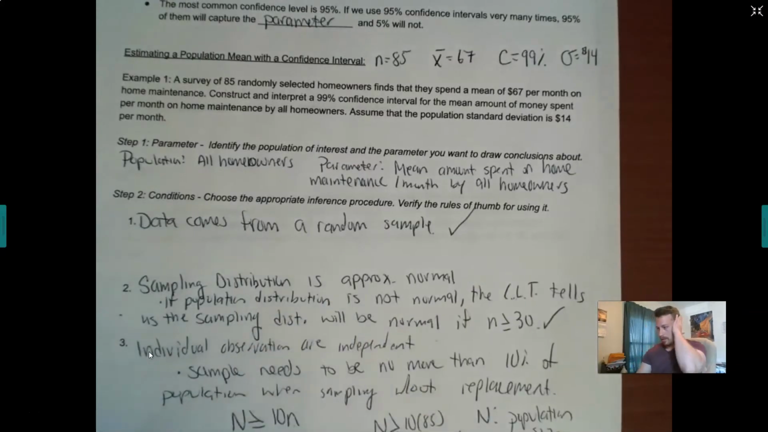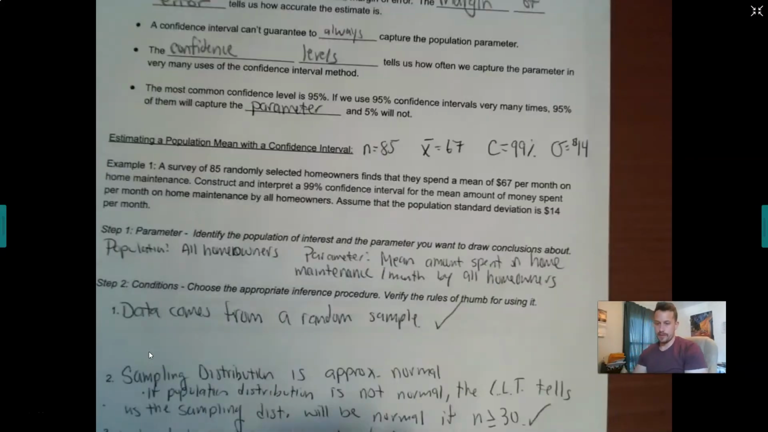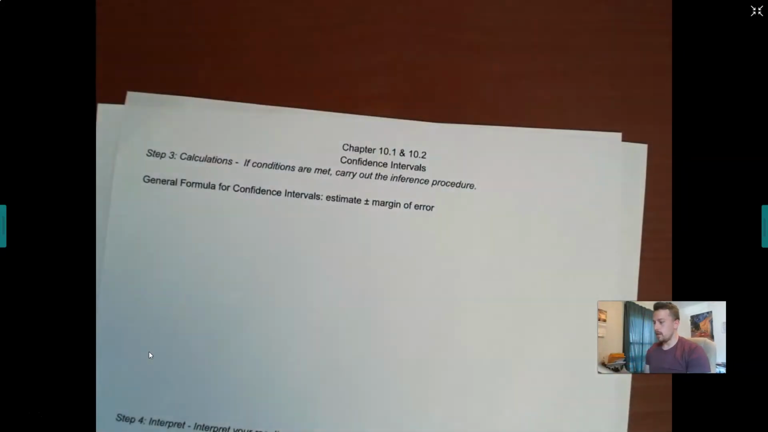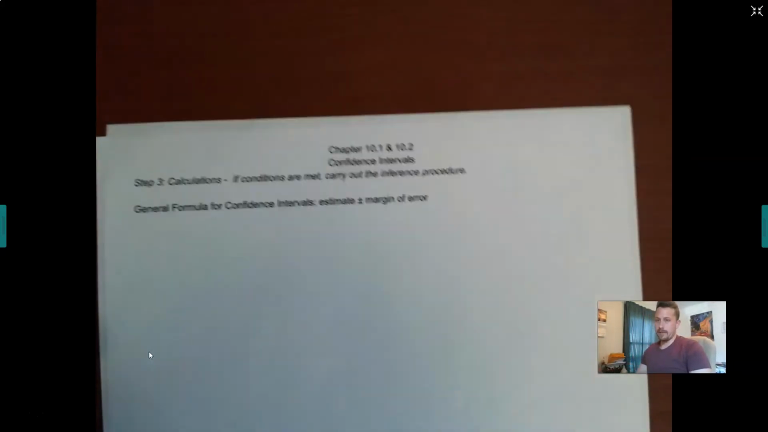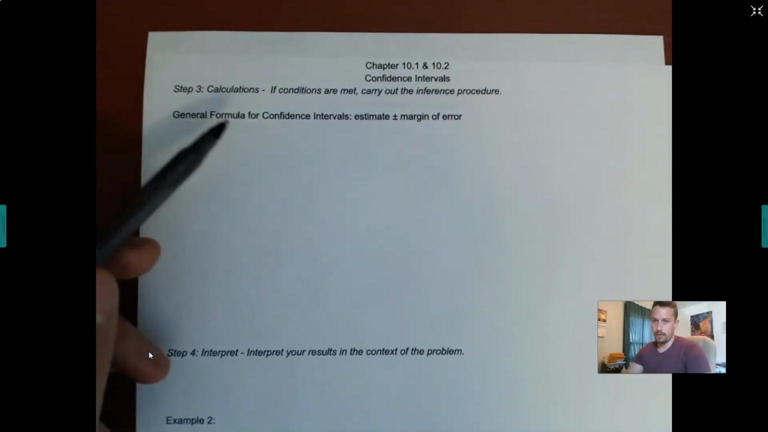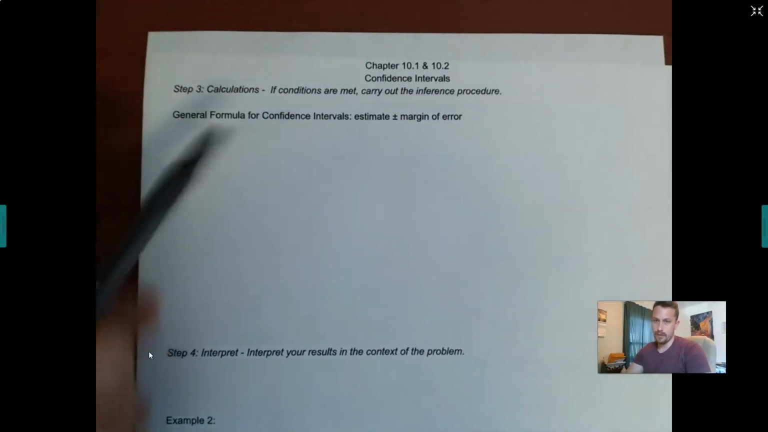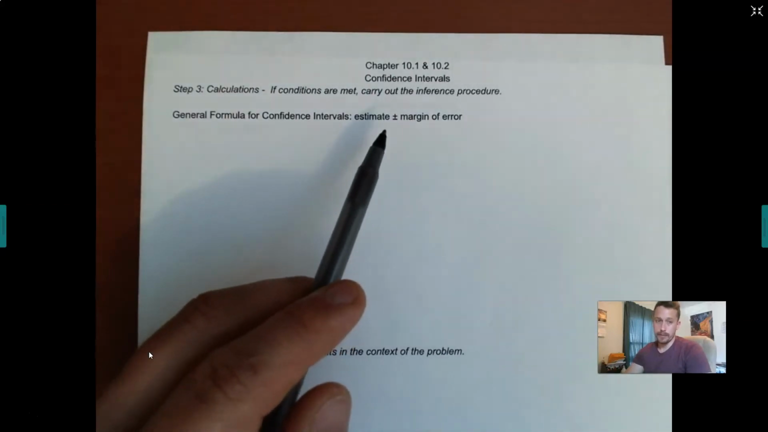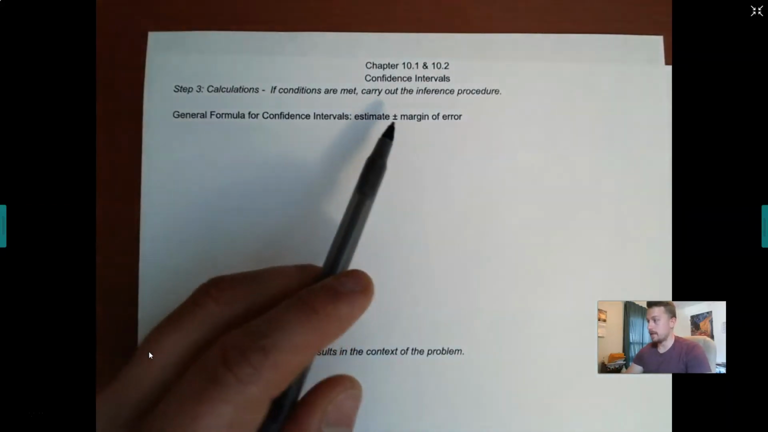Okay, so that was step 2, check our conditions. Step 3 is do the actual calculations as long as the conditions are met. We're going to use the general formula for confidence interval. The general formula, like we said before, is just the estimate plus or minus the margin of error.